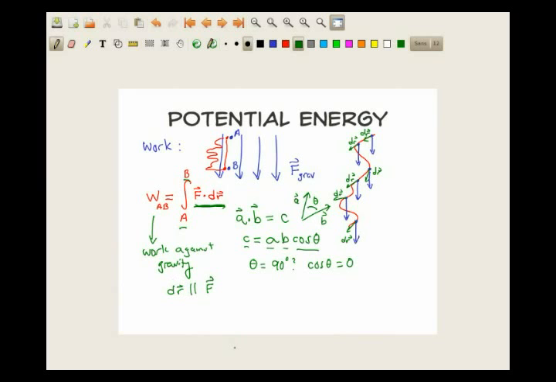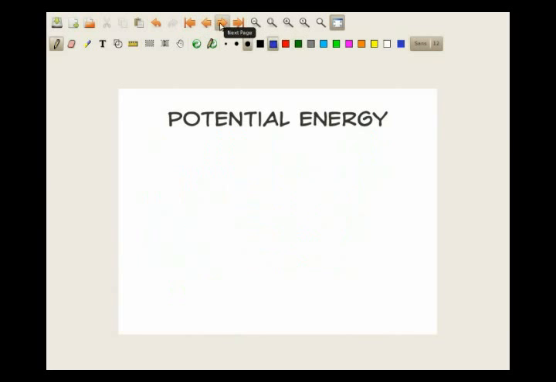Okay, so that's a quick review of work. Now, how does that relate to potential energy? Well, let's imagine that you start out at a high point. So here's a high point A, and here's a low point B. And again, here's the direction that the gravitational field points. What is the work done from A to B by gravity? Well, let's say here's our path, and every vector along the path points in the same direction. It's a straight path from A to B.